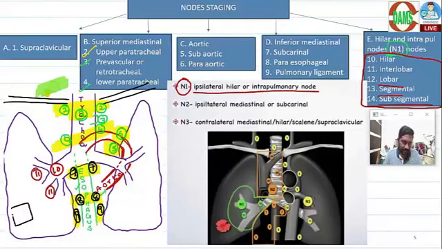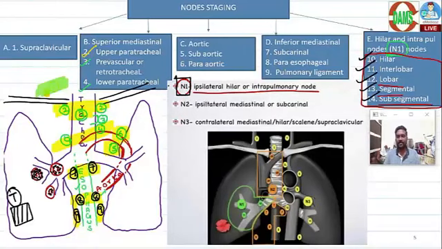Suppose there is a tumor like this. This is the primary tumor, and it is causing enlargement of these nodes. On a CT you can see it as enlargement, but if you take a biopsy you can see malignant infiltration. If it is causing involvement of any of these nodes, so hilar, interlobar, lobar, segmental or subsegmental, that involvement is called N1.